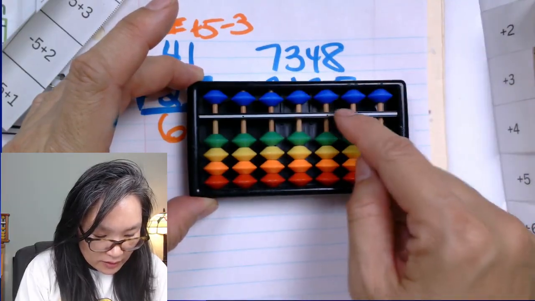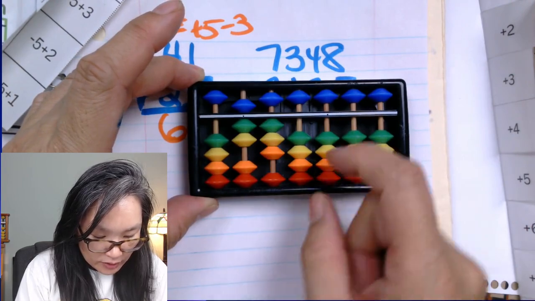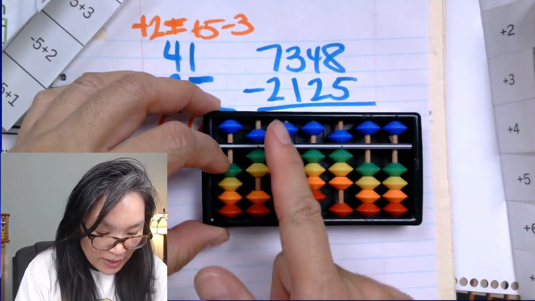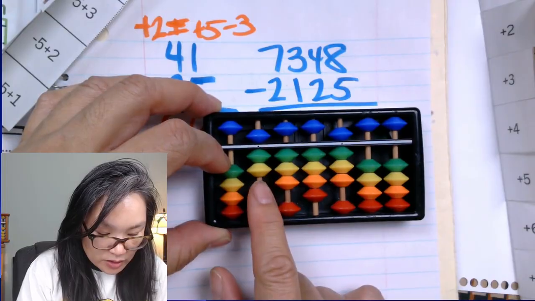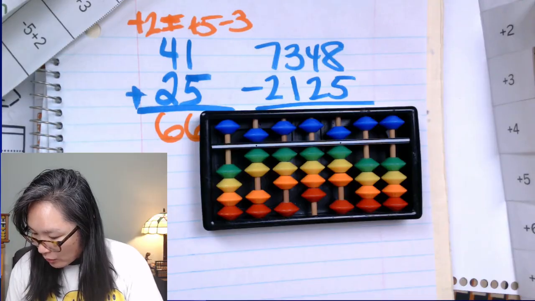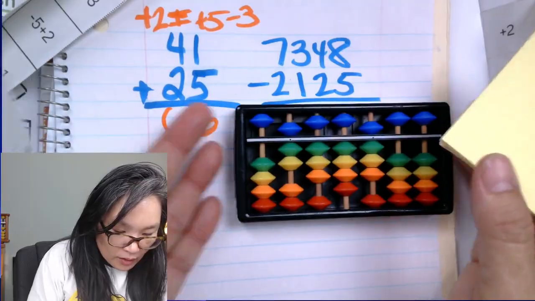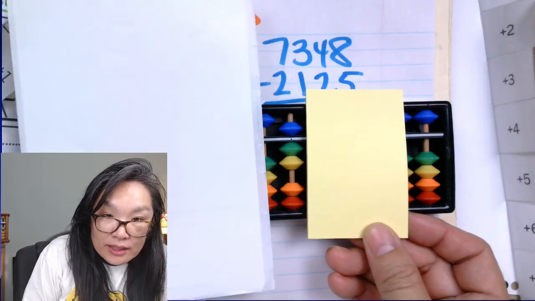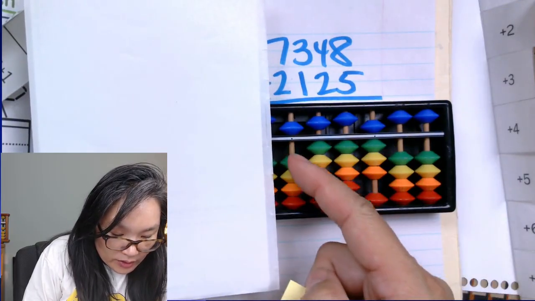We have 7,348. Now the question is I want to minus 2,000. I want to minus the 2. Again, we only look at the one column. Do we have enough to minus the 2? Yes, we do. All I got to do is take away 2.